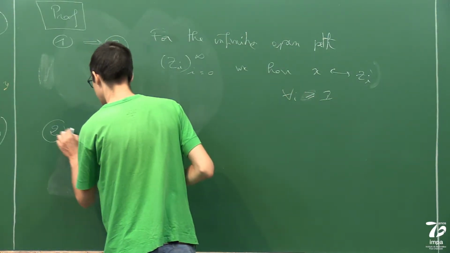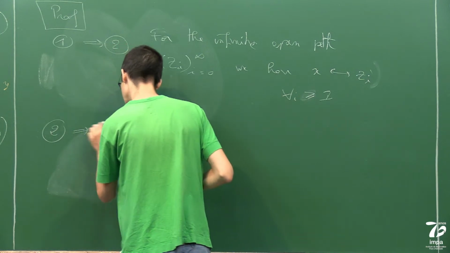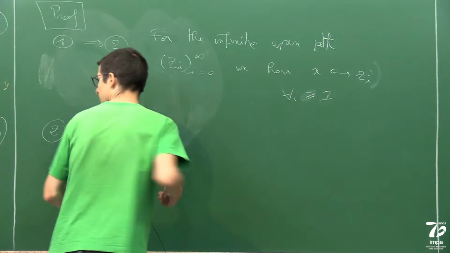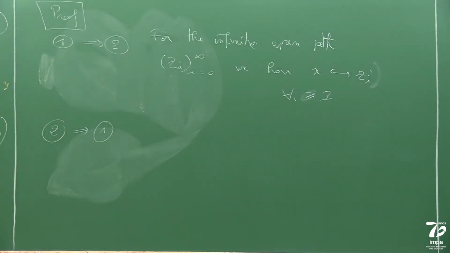Now, 2 implies 1. So what we are going to do is the following. Maybe I will construct explicitly the infinite open path, and to construct it, I will use the fact that I have infinitely many finite open paths.